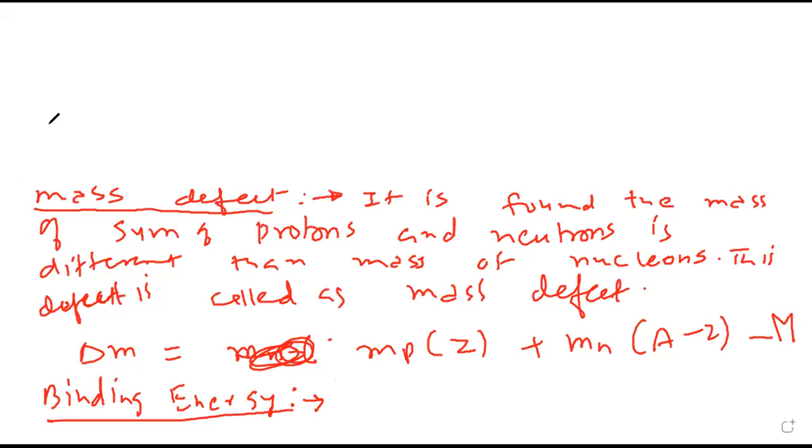Okay. Einstein suggested that when mass is converted into energy, then that energy is given by mc square, where c is the speed of light in air. Now this mass which is coming less, where is it going actually? So this mass is getting converted into energy required to bind the nucleons.